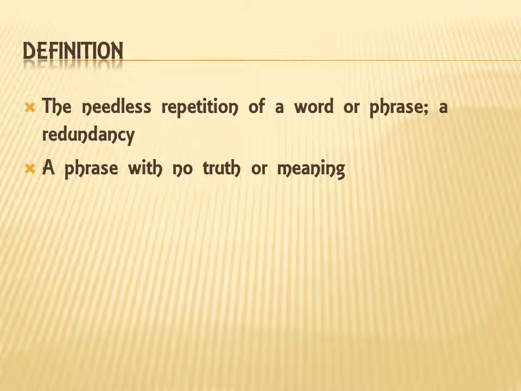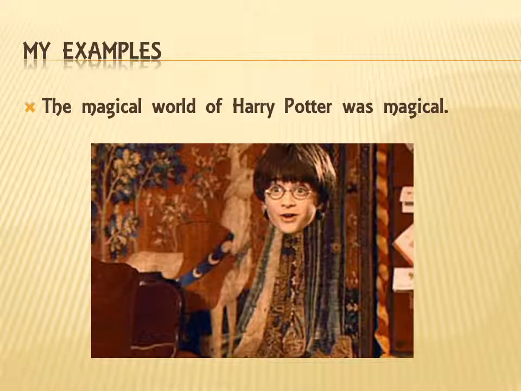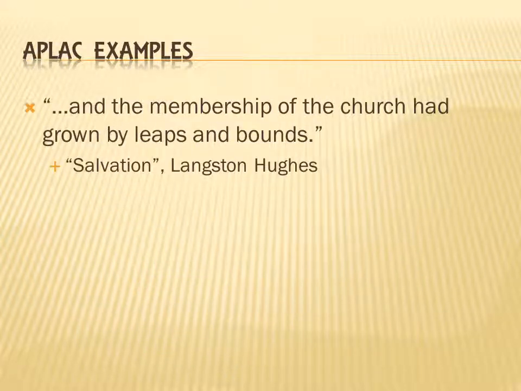Tautology is the needless repetition of a word or phrase. It's a redundancy, and it can also be a phrase with no truth or meaning. This is one of my examples. The magical world of Harry Potter was magical. We already said magical in the beginning of the sentence, and saying it at the end of the sentence is not needed.